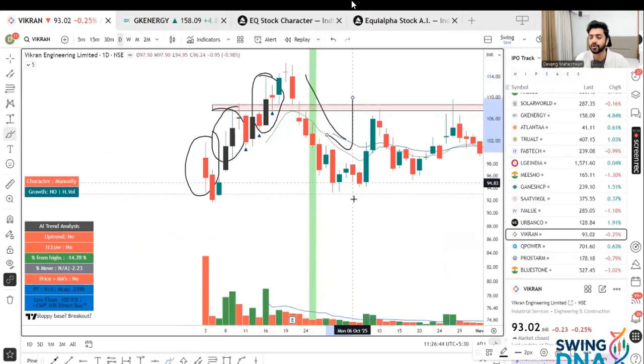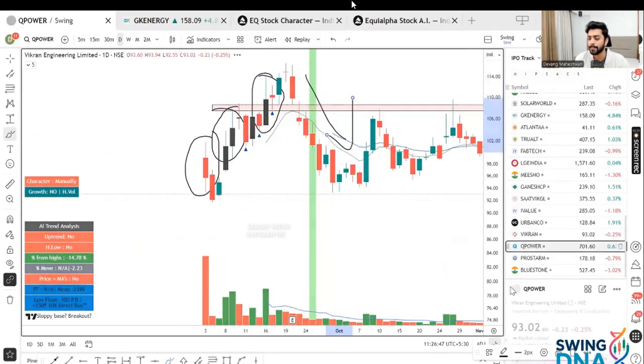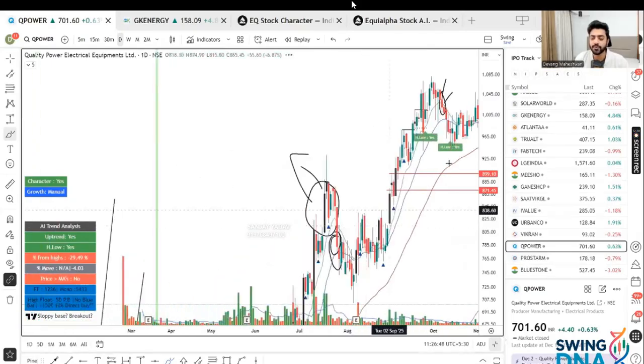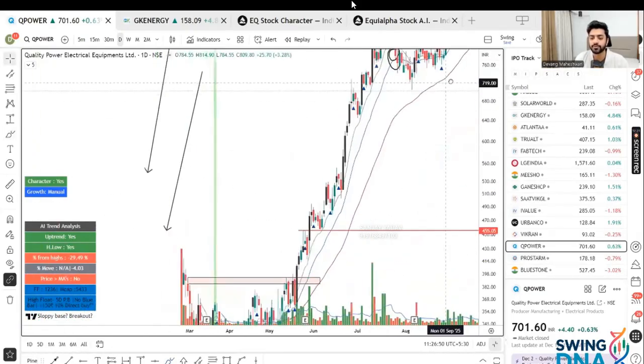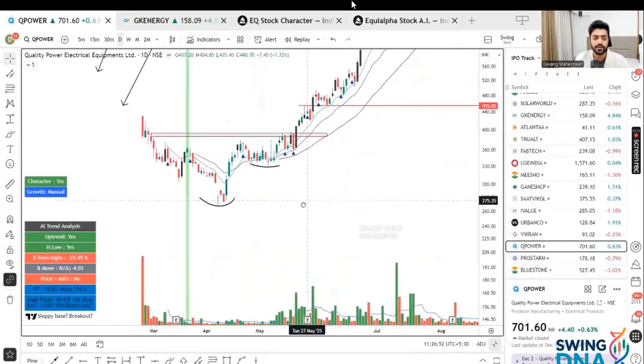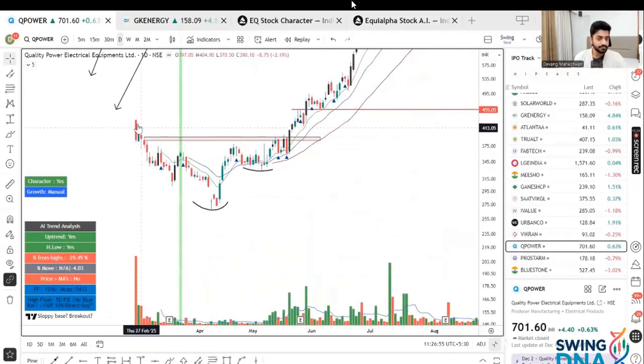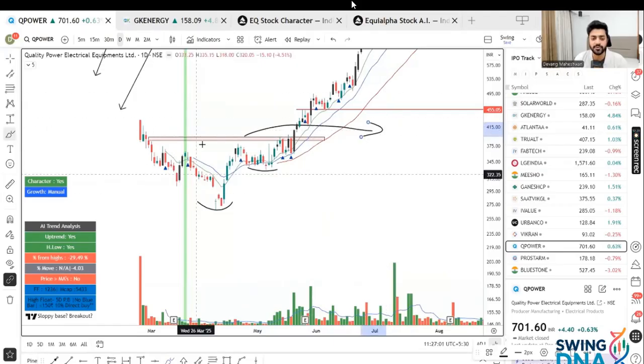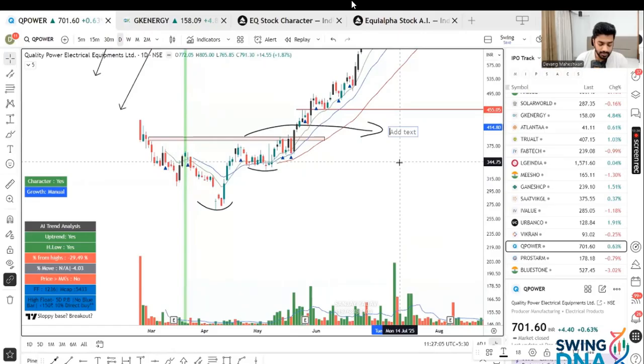Eventually it fell down. Okay. Q Power. This is one of the IPOs which worked very well. And see, after the listing, it starts falling. And this is where it forms its first base. This is called an IPO base. This is the first time it's consolidating after its IPO.